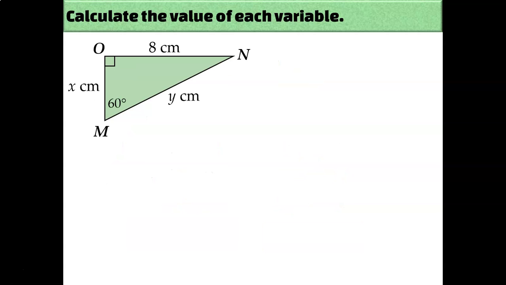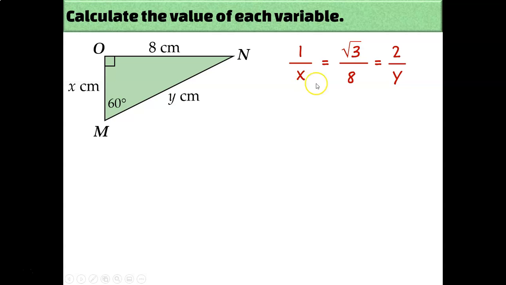Our next example is also a 30, 60, 90 triangle, so again I'll be using the 1, square root of 3, and 2 ratio. Underneath of 1 I'll write x, because that's the length of the short leg. Underneath of the square root of 3 I'll write 8, because that's the length of the long leg. And underneath of 2 I'll write y, because that's the length of the hypotenuse.